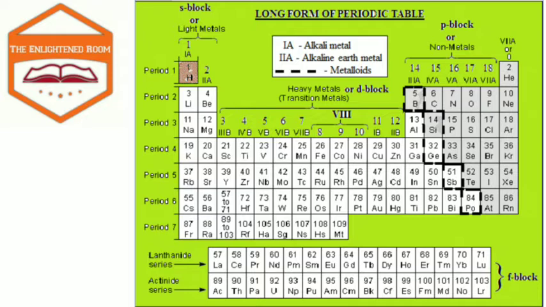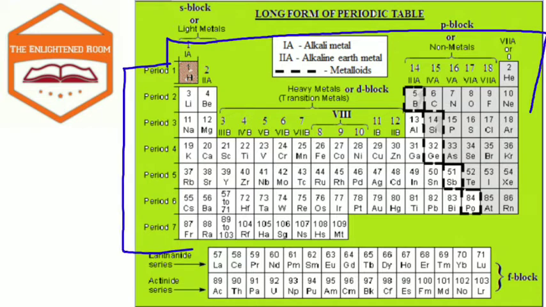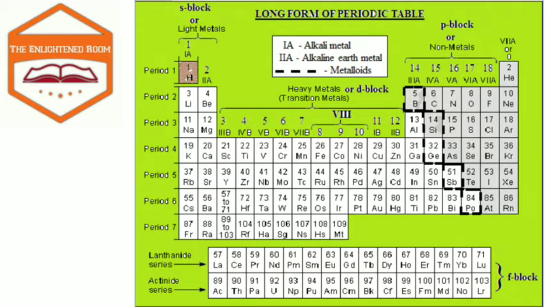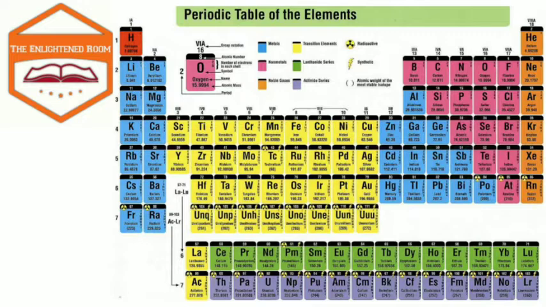Now let's talk more about the modern periodic table. The modern periodic table consists of 18 vertical columns which are known as groups and 7 horizontal rows which are known as periods. These groups are numbered from 1 to 18, and of course the periods are numbered from 1 to 7. First we will discuss the groups and then we will go to the periods. Let's start with the groups.